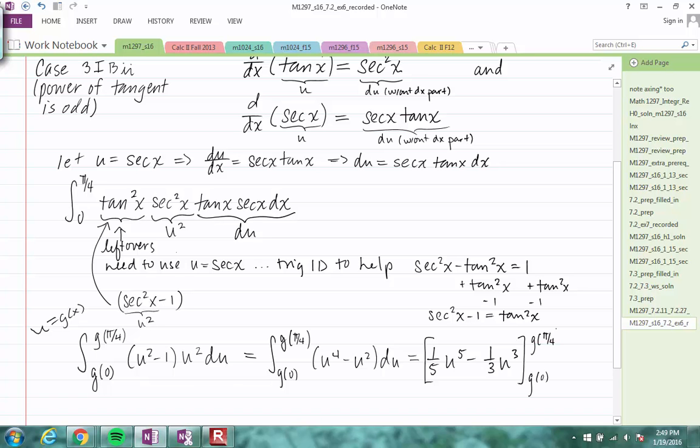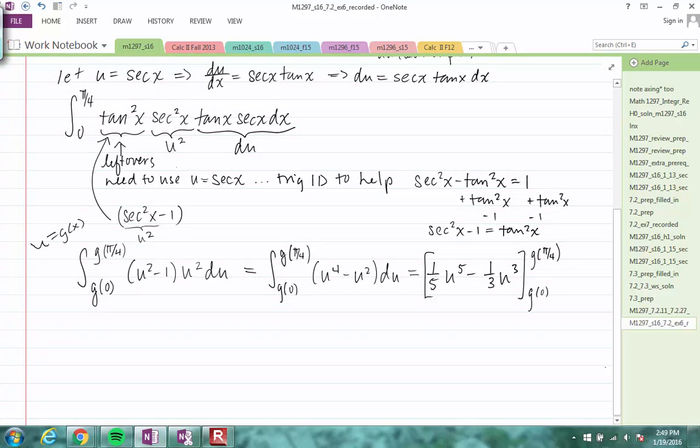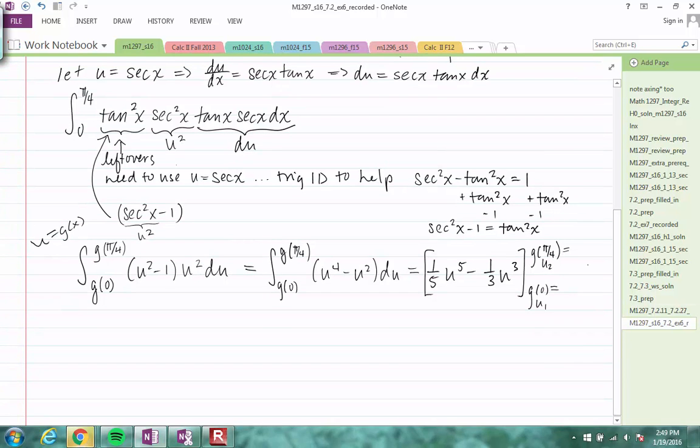Somewhere along the line here you have to make a choice on how you're going to sub in. If you want to leave this in terms of u and not go back to your original x, then what you need to do is actually find g of 0 and g of pi over 4, because those are u values. This is like u1 and u2 or something. Alright, so your g of x is the u, which is secant. So u is equal to g of x, which is equal to secant of x. So you just plug in there.